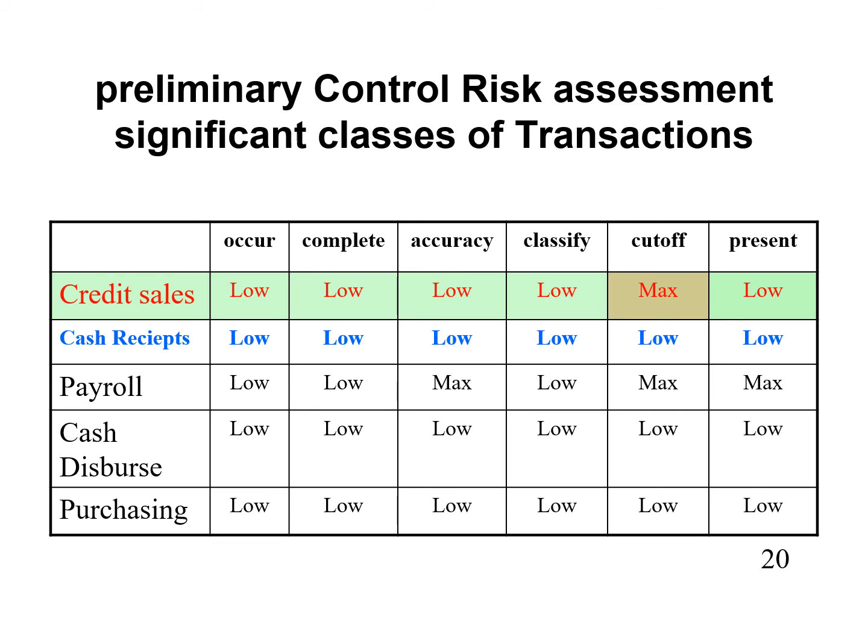Now notice that for occurrence, completeness, accuracy, for everything except cutoff, we're preliminarily assessing control risk as low. We're saying we believe their controls are effective. For cutoff, we're saying they're ineffective. That's pretty typical for small businesses to have ineffective controls over cutoff.